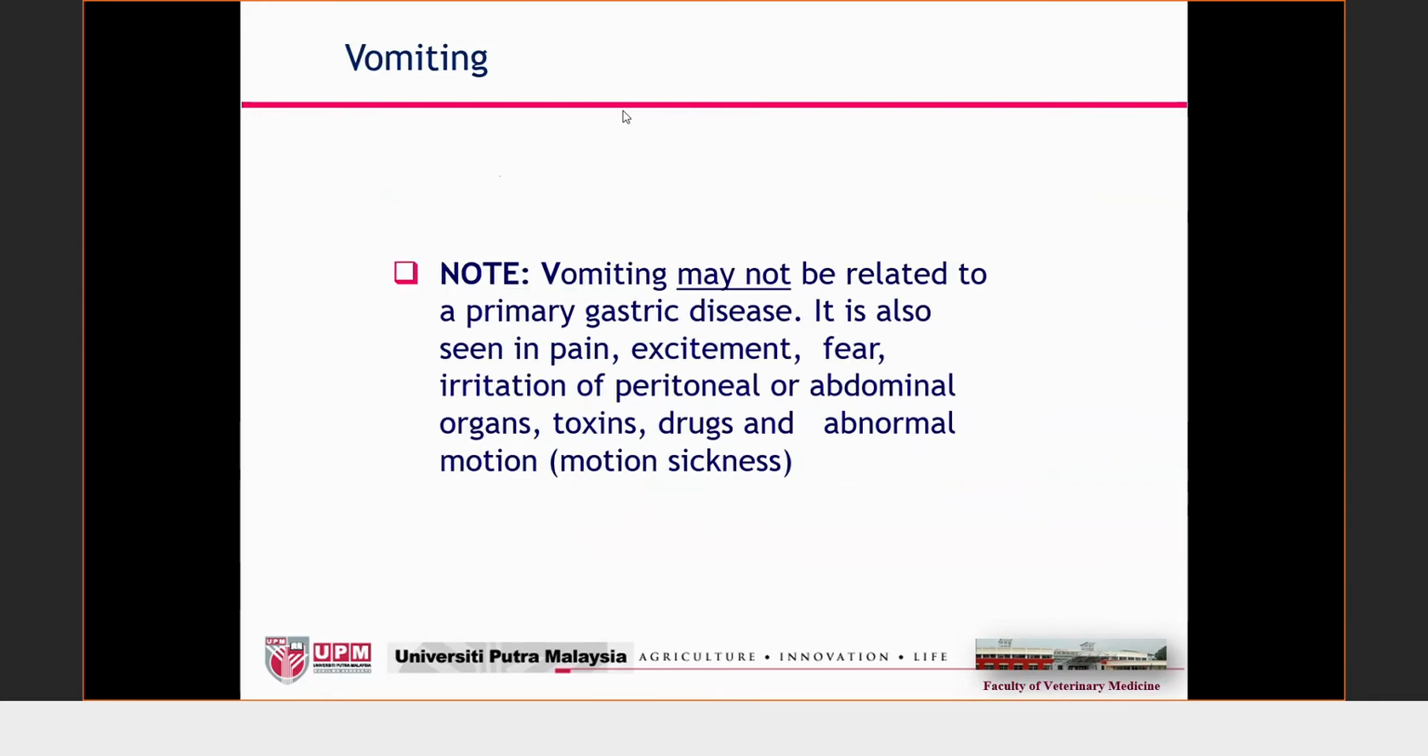But please note that vomiting might not be related to a primary gastric disease alone. You can see it also in cases of severe pain, excitement, fear, irritation of peritoneal and abdominal organs, toxins, drugs, and abnormal motion, meaning motion sickness. Motion sickness is something quite familiar to you all. So it might lead to vomiting not necessarily as a primary gastric disease, but it is one of the important clinical indicators of gastric anomalies.